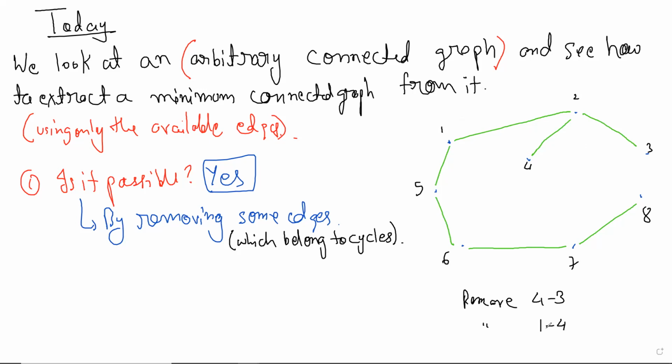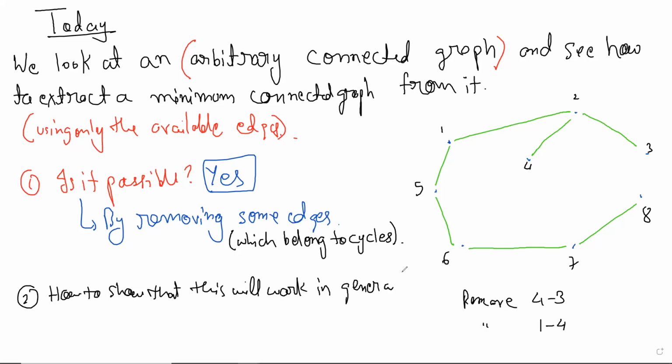In this case, if you do it, you get a tree, right? In this particular case, this is a tree, because it doesn't have any cycles and it is still connected. So it's clear. How do you write that in general? How to show that this will work in general? How do you explain that?